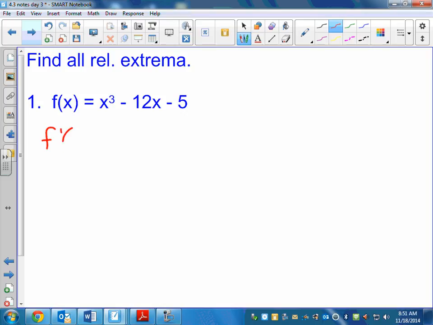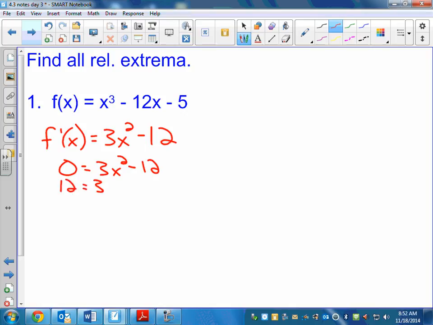So let's just do our first derivative. I get 3x squared minus 12. And I'm going to go ahead and find my critical points. So I add 12 over and divide by 3. And I get x equals plus or minus 2. Questions on where I'm getting at? So you could still make your number line, plug it in, see what's happening on either side of 2. Or we could do the second derivative.